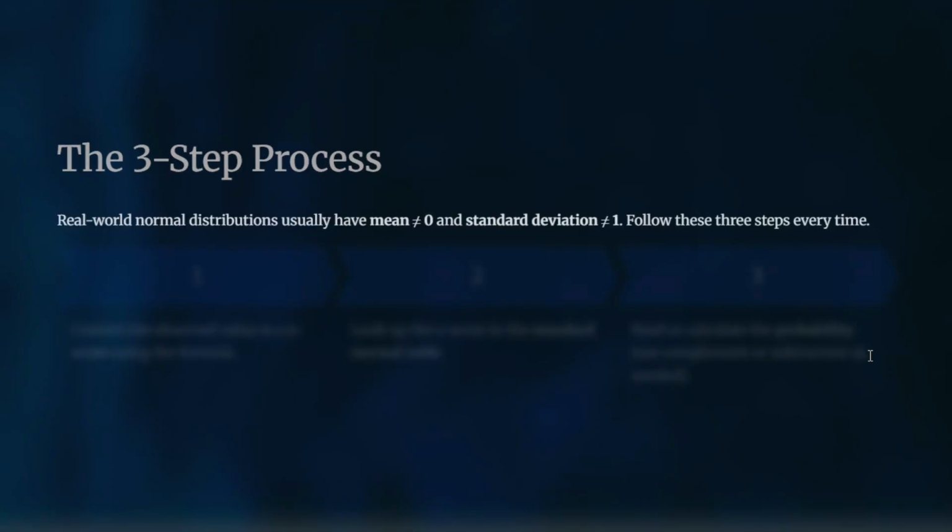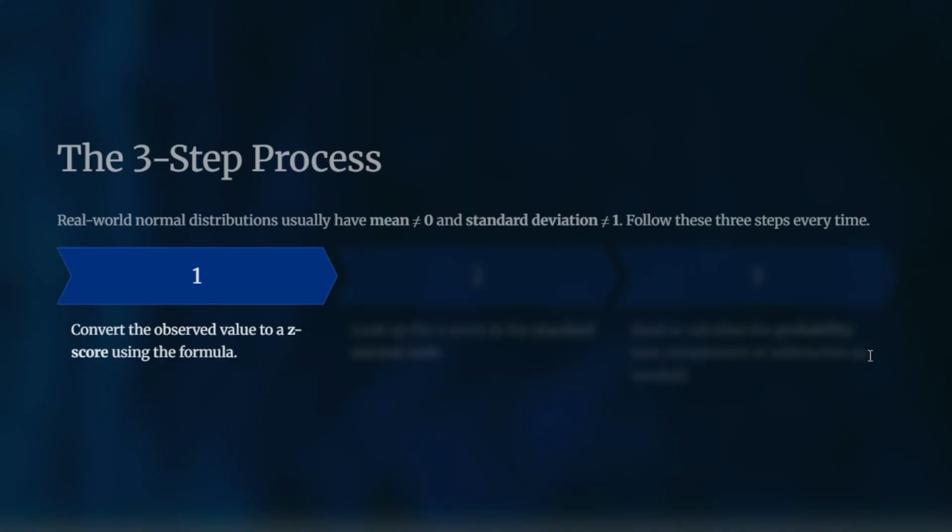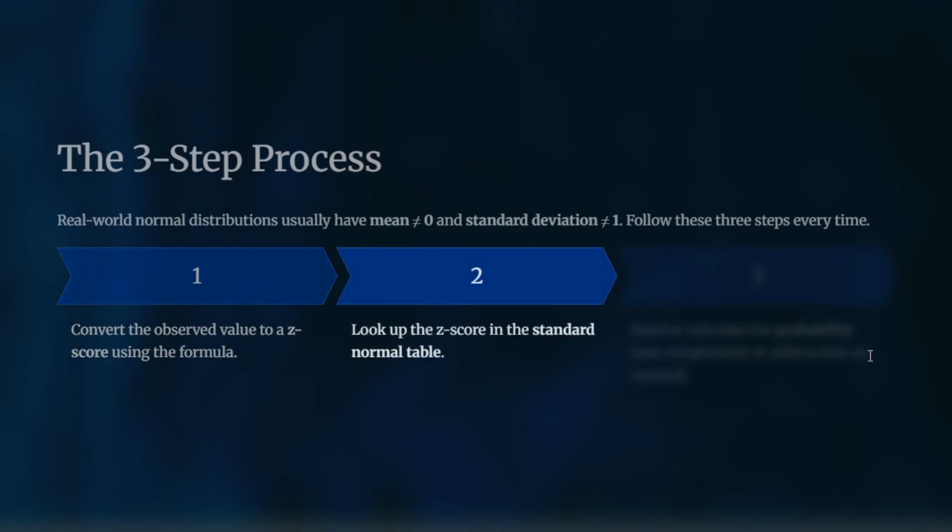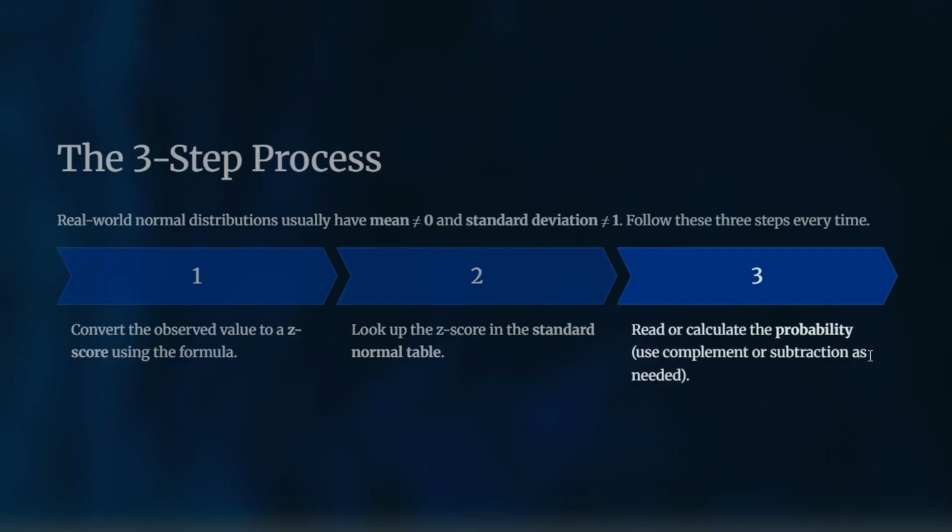So here's the three-step process. Normal distributions don't usually have a mean of 0 and a standard deviation of 1. So we can follow this process every time. Step number 1, convert the observed value to a z-score using the formula. Step number 2, look up the z-score in the standard normal table. And step number 3, read or calculate the probability, that is, use the complement or subtraction as needed.